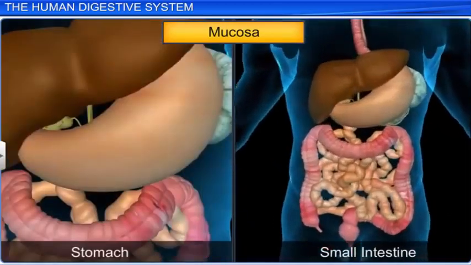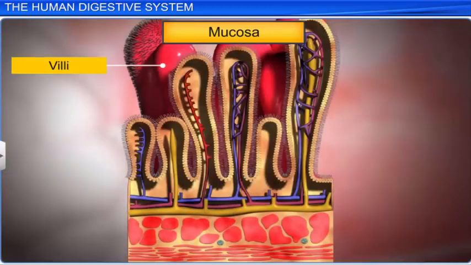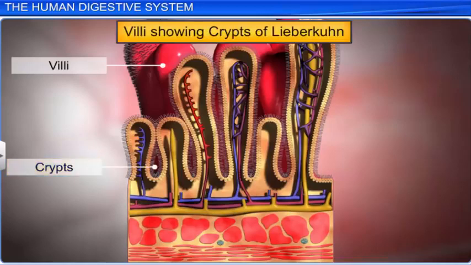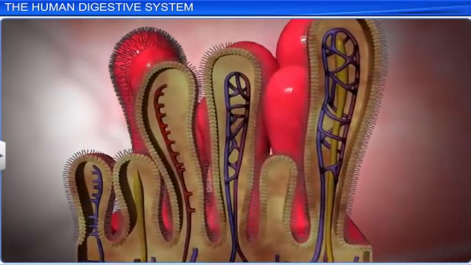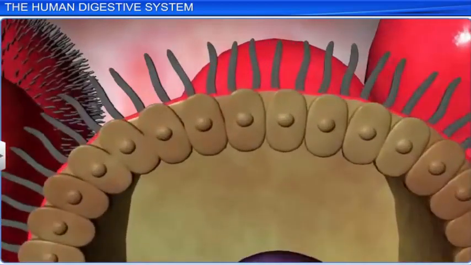whereas in the small intestine, mucosa forms villi, small finger-like projections. The mucosa also forms crypts, called the crypts of Lieberkühn, between the bases of the villi. The borders of the villi have a brush-like appearance, as the cells lining the villi produce several microscopic projections called microvilli.